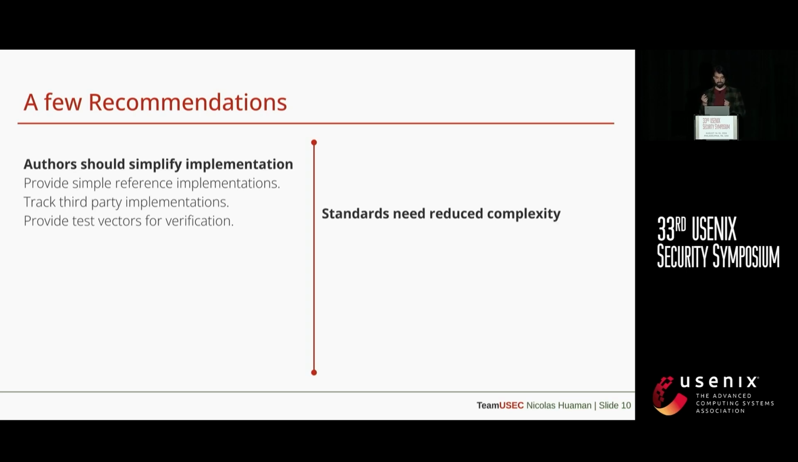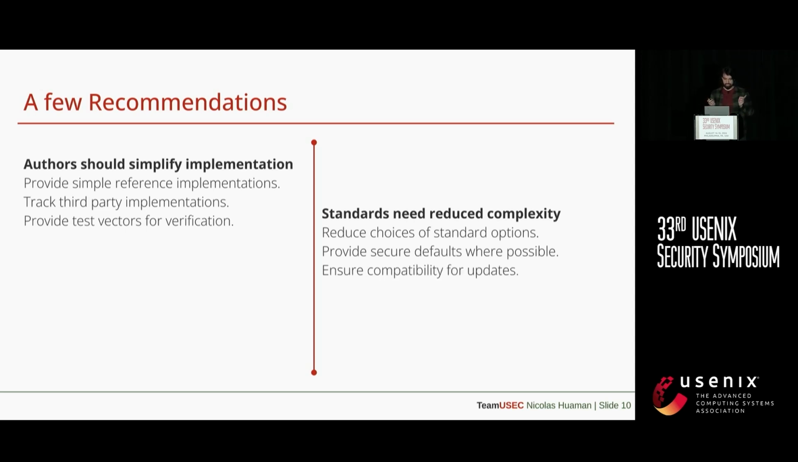Then, on the other hand, standards themselves should consider having reduced complexity. That includes both having fewer choices and fewer gaps in standards, fewer decisions for the developers to make. If that is not possible, because sometimes there's a reason for the complexity, then there should be secure defaults and clear guidance on what to implement, what not to implement, what to care for. And finally, standards should always consider what happens when they get updated.